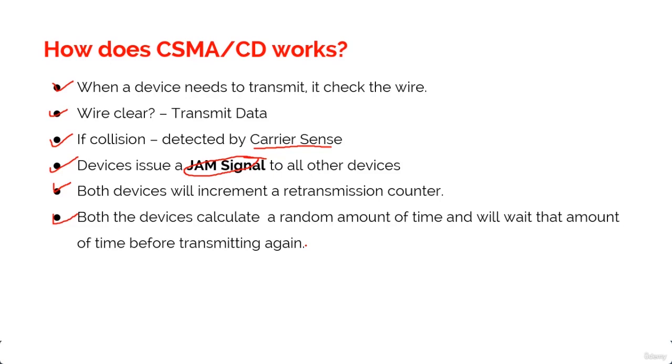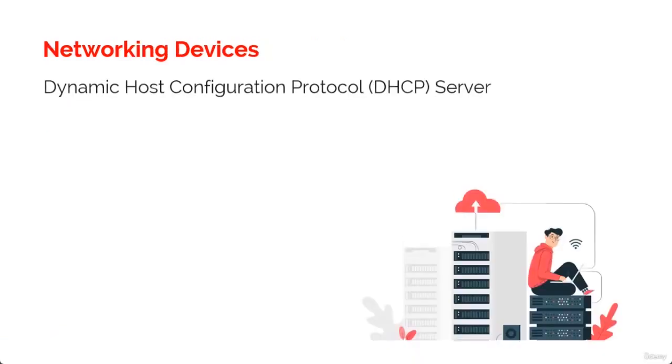Then each of the devices will increment a retransmission counter. Now, this is a cumulative total of the number of times this frame has been transmitted and a collision has occurred. So the counter has a maximum number at which the device aborts the transmission of the frame. And finally, each device calculates a random amount of time and will wait for that amount of time before transmitting again. Now, in most cases, because both the devices choose random amounts of time to wait, another collision will most probably not occur because the time is not the same. The time is not the same for both the devices as it can vary.